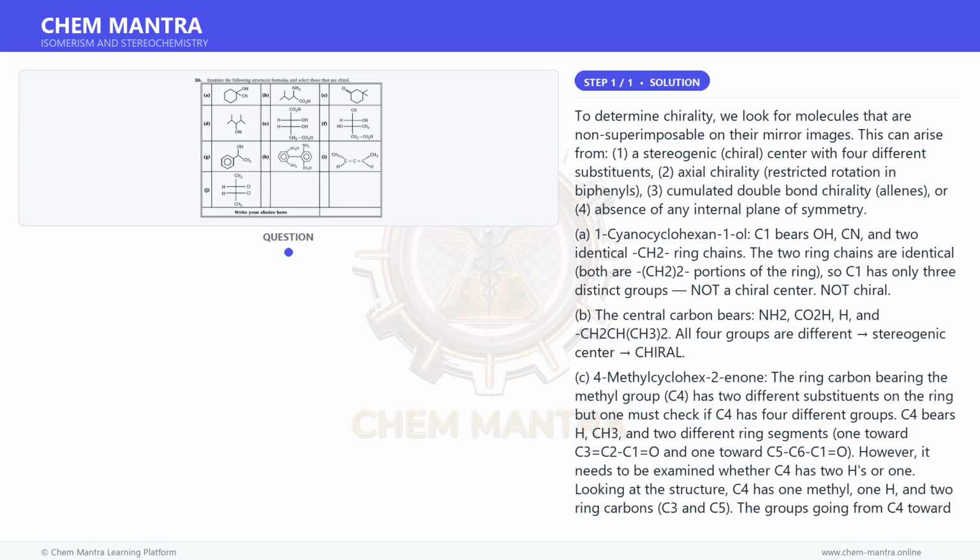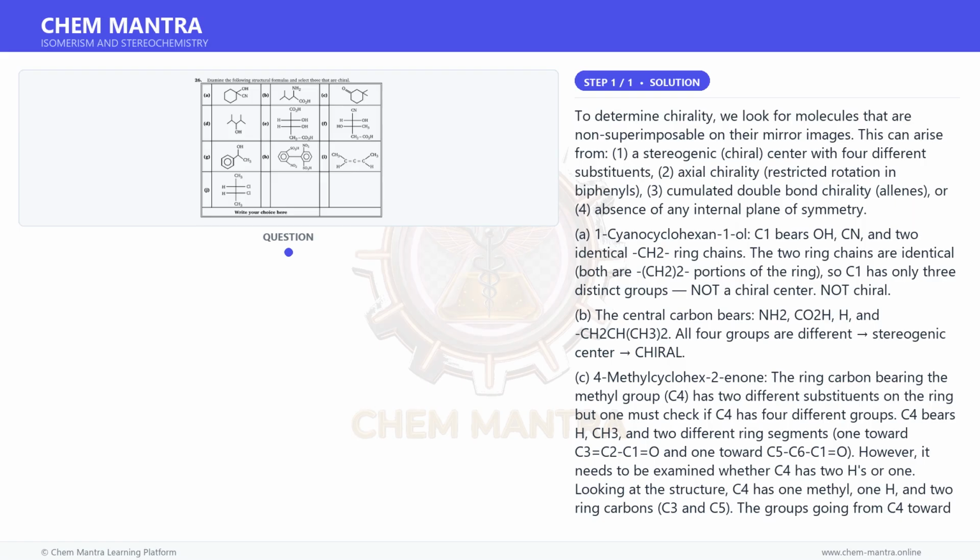Looking at the structure, C4 has 1 methyl, 1 H, and 2 ring carbons, C3 and C5. The groups going from C4 toward C3, adjacent to the double bond, versus toward C5, adjacent to CH2, are different, and C4 also has 1 H. So C4 has H, CH3, CH=CH-C=O toward C3, and CH2-CH2-C=O toward C5. These 4 groups are all different, so this could be chiral. However, the answer excludes C, suggesting that in context the compound as drawn may represent a planar symmetric arrangement or the question considers it achiral.